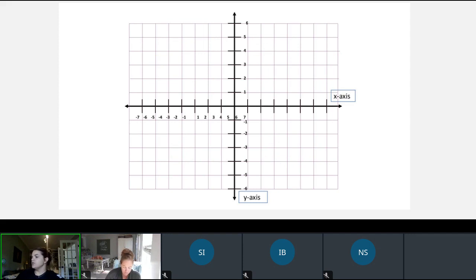All right, then we have 2 axes. So the one that runs left and right, that's going to be our X axis. Just like when we graph points, we go left and right first. So that's our X axis. The Y axis is going to go up and down.